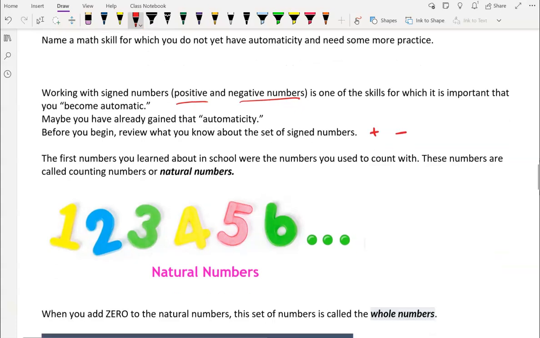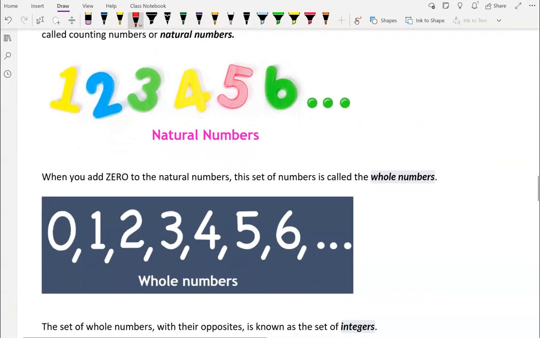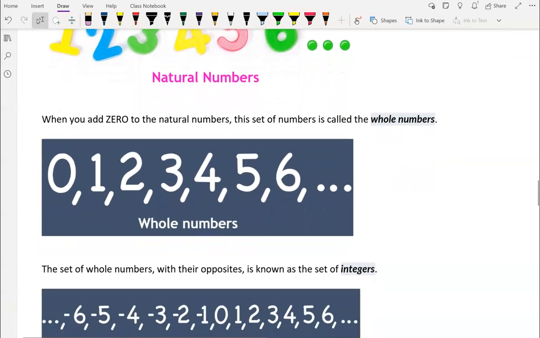Now, the first numbers that you learned about in school were the numbers that you used to count with. These numbers are called counting numbers or natural numbers. Like 1, 2, 3, 4, 5, 6, and so on. Those are the natural numbers. When you add 0 to the natural numbers, this set becomes the whole numbers. So all you had to do is add 0 to that, and now they're the whole numbers. The natural numbers plus 0 makes the whole numbers.